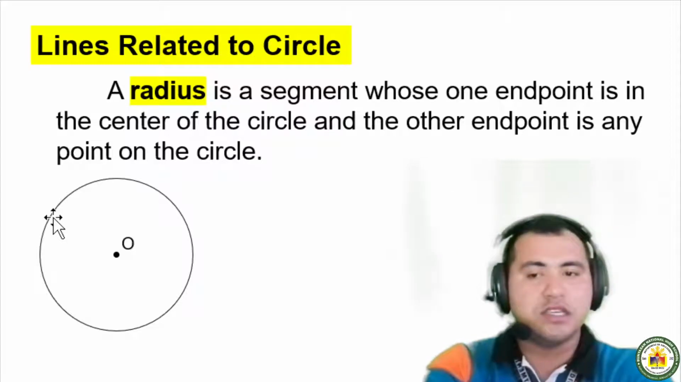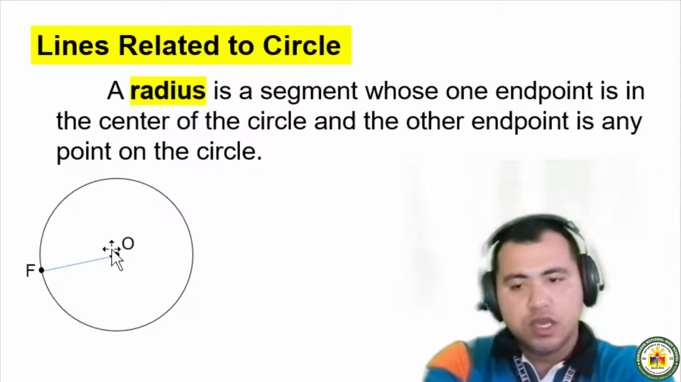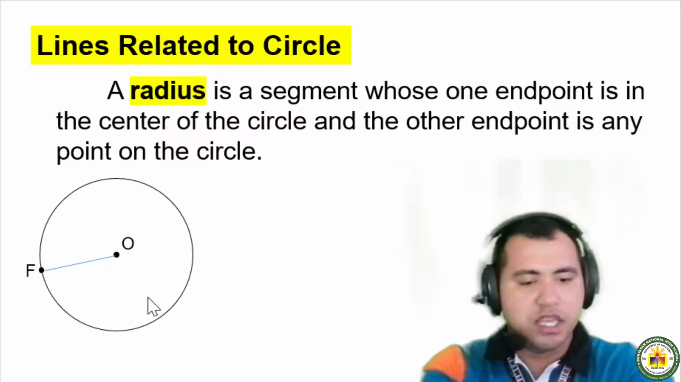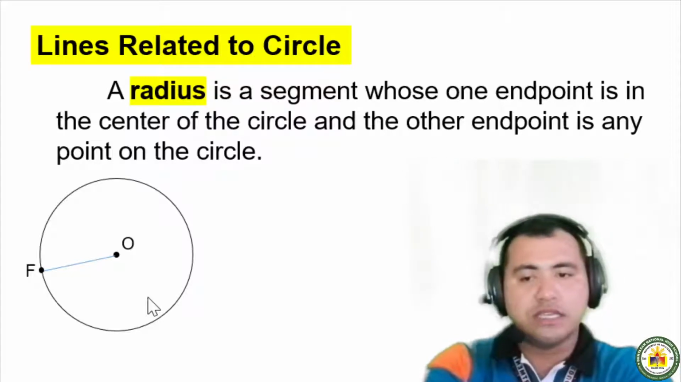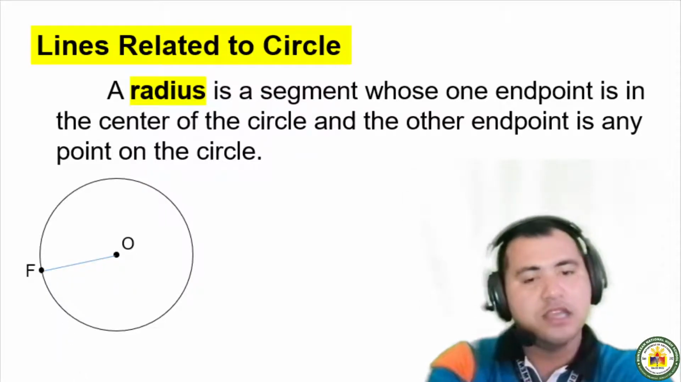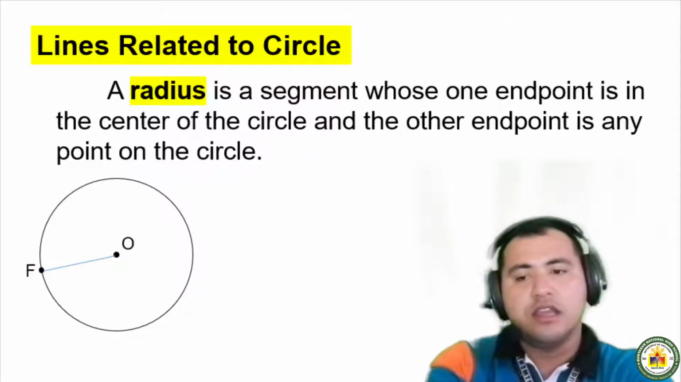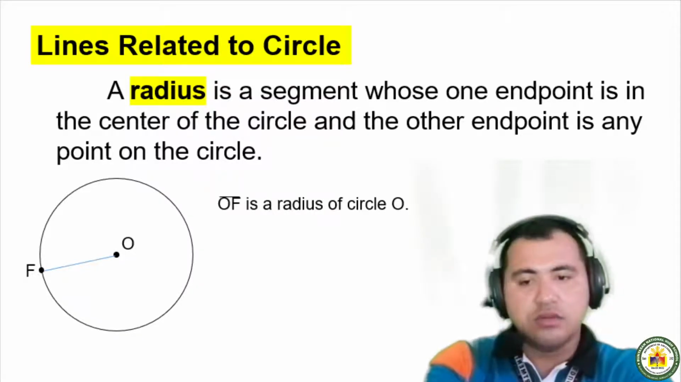Okay, that is radius. For example, segment OF will be called a radius. Ang isa ka endpoint naa sa center, ang isa naa sa kilid sa circle. That is a radius. So, segment OF is a radius of circle O.